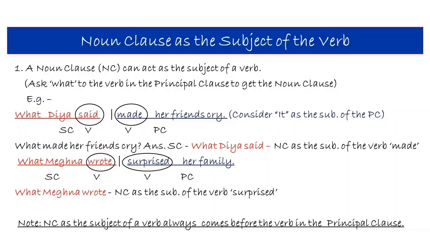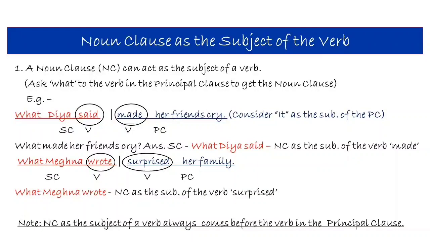In the next example, what Meghna wrote surprised her family. The first clause is what Meghna wrote and the second clause is surprised her family. What Meghna wrote is the subordinate clause as it does not have a complete meaning. Surprised her family is the principal clause. Here too we have to consider it as the subject of the principal clause. It surprised her family. Now the principal clause is complete in meaning.